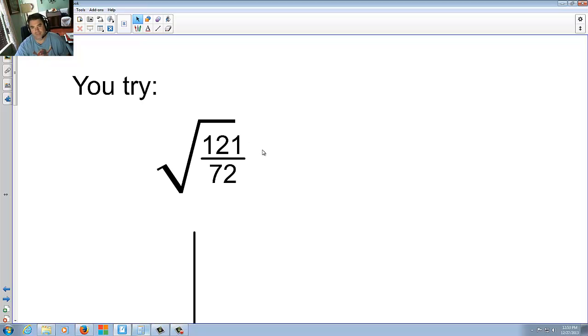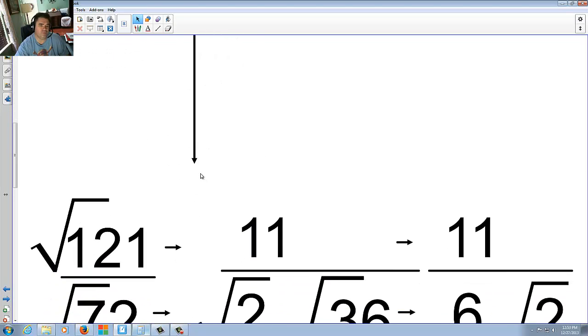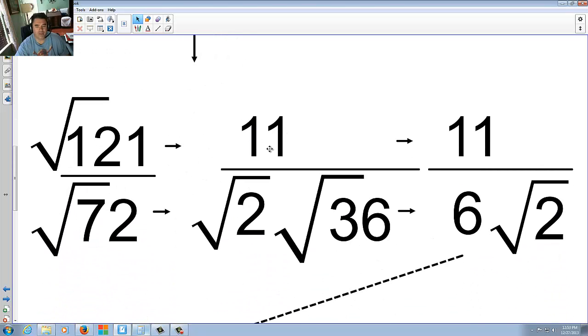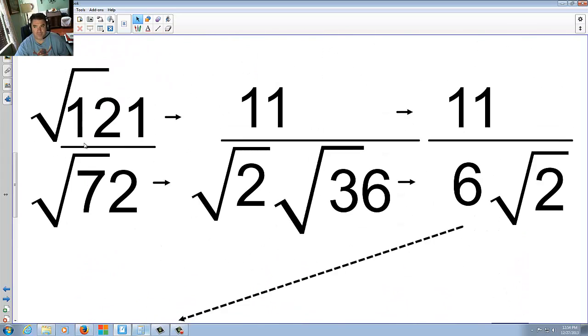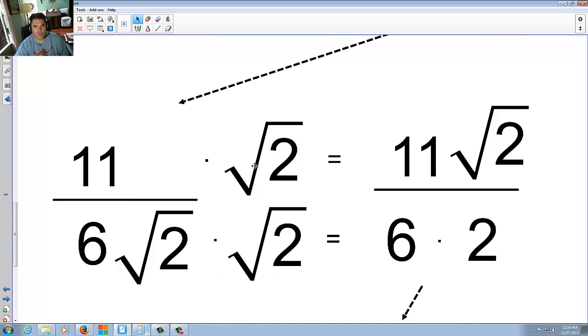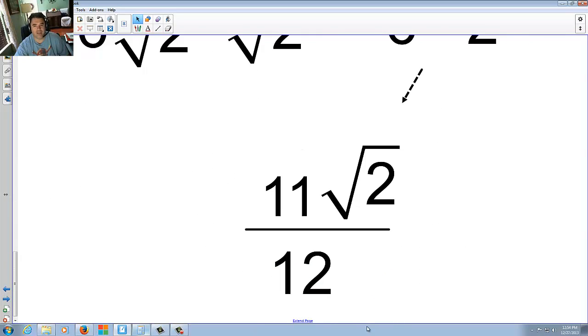You try, go ahead. Let's see how you did. Root of 121 over root of 72. Root of 121 is 11. Long story short, root of 72 is going to be 6 root of 2, because 6 times 6 was 36, and 36 times 2 is 72. However, we can't keep a root of 2 on the bottom. Therefore, I want to multiply the top and bottom by root of 2. So 11 becomes 11 root of 2, but root of 2 times root of 2 becomes 2. 6 times 2 is 12. That's your finished answer.